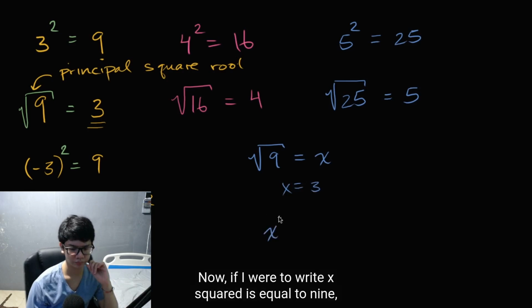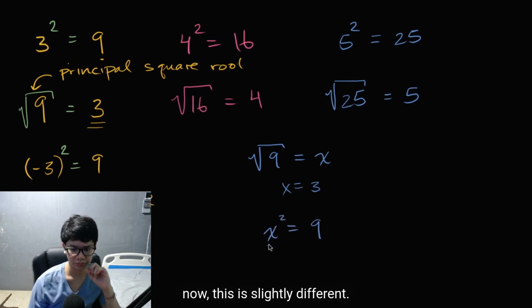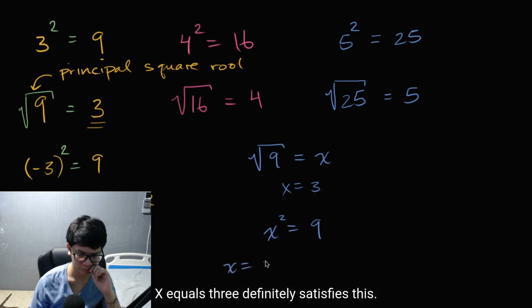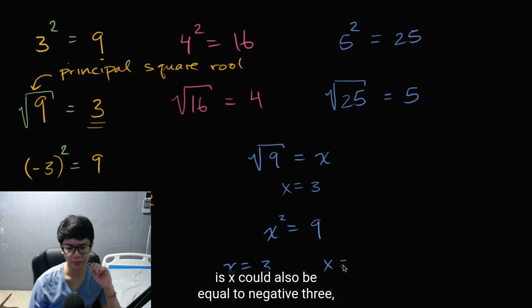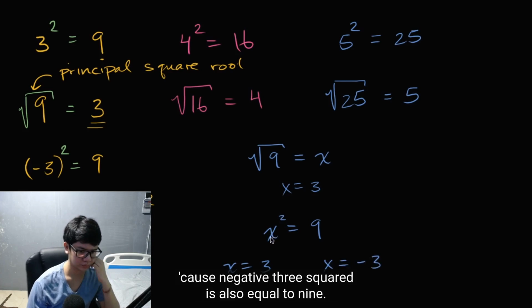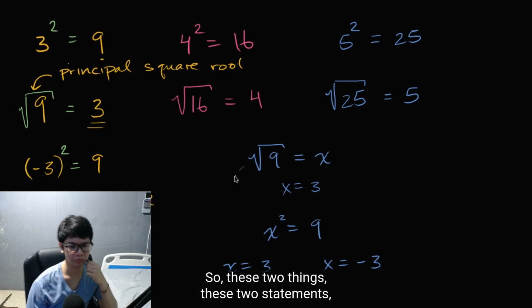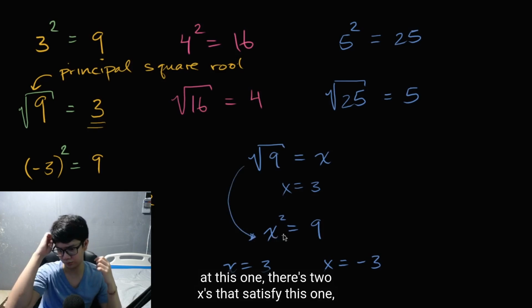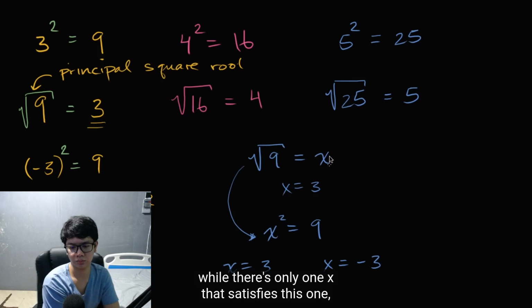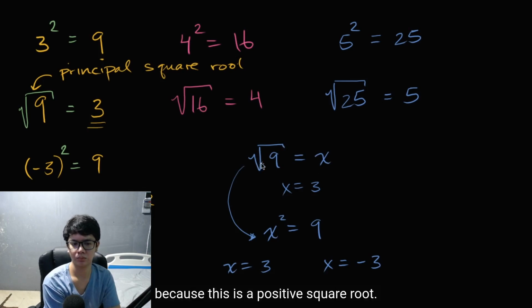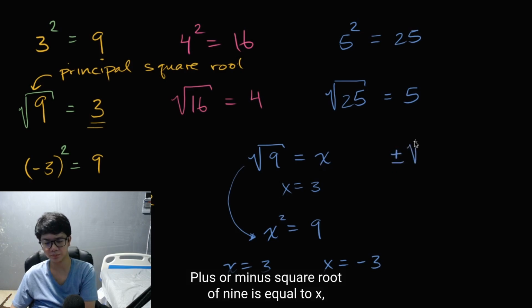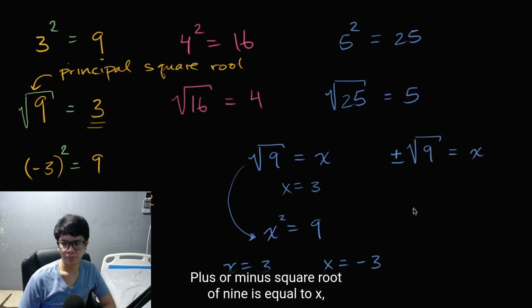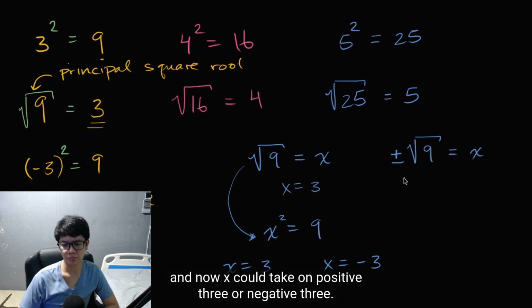Now, if I were to write x squared is equal to 9, this is slightly different. X equals 3 definitely satisfies this. But the other x that satisfies this is x could also be equal to negative 3, because negative 3 squared is also equal to 9. So these two statements are almost equivalent, although when you're looking at this one, there are two x's that satisfy it, while there's only one x that satisfies the other, because this is the positive square root. If people wanted to write something equivalent where you would have two x's, you might see plus or minus square root of 9 is equal to x, and now x could take on positive 3 or negative 3.